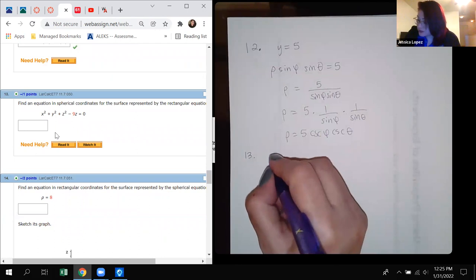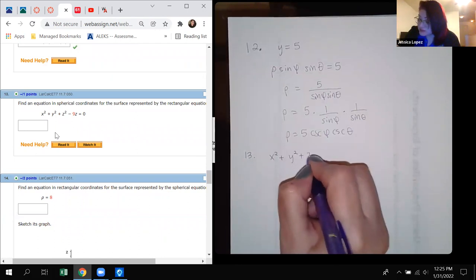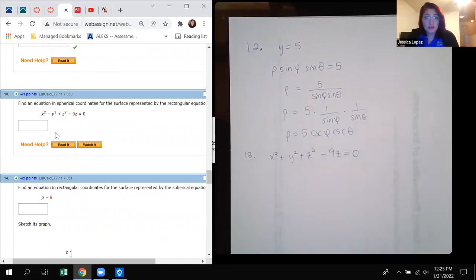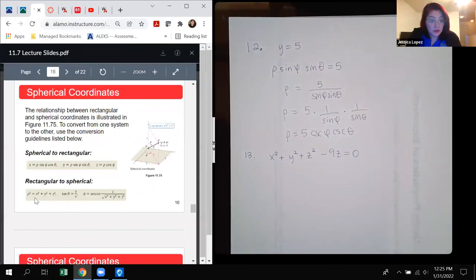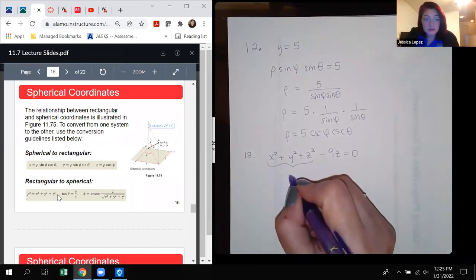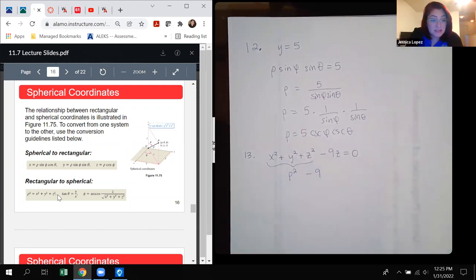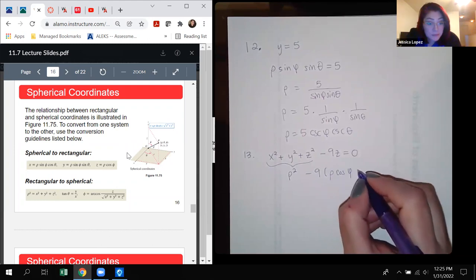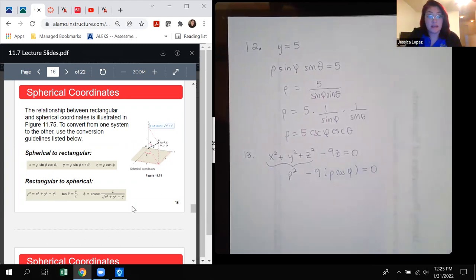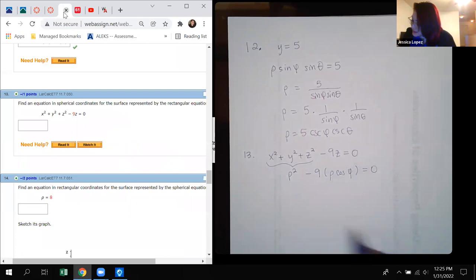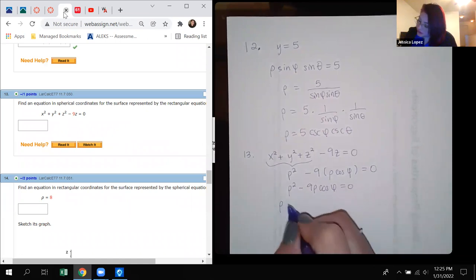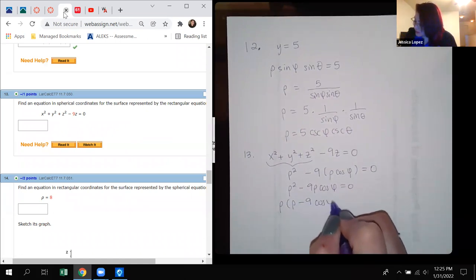Okay, so now we have x squared plus y squared plus z squared minus 9z equal to 0. So the first thing I'm going to do is I notice that over here, remember rho squared is x squared plus y squared plus z squared. So I know all of that is just rho squared. But z is equal to rho cosine of phi. I want to make sure that was not theta. Okay, so if that's the case, then I'm going to have rho squared minus 9 rho cosine of phi equal to 0. If I factor out the rho, I end up with this expression.